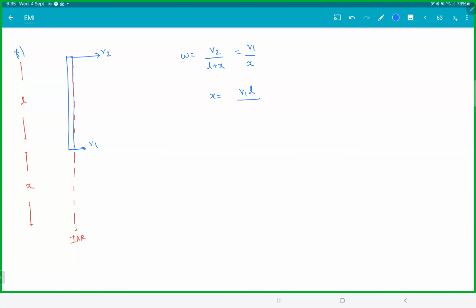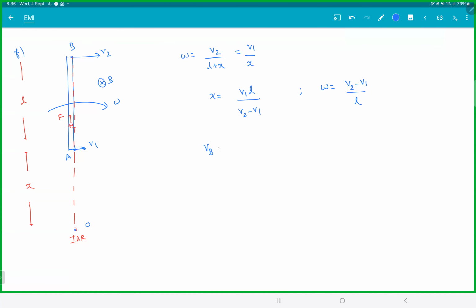V1 into L by V2 minus V1, right? That is your X. And omega would be V2 minus V1 by L. So this is O, this is A, and that is B. Since V2 is greater than V1, this whole setup is rotating with omega. This is your magnetic field. So if you put a positive charge, it is going up. So my B is positive.